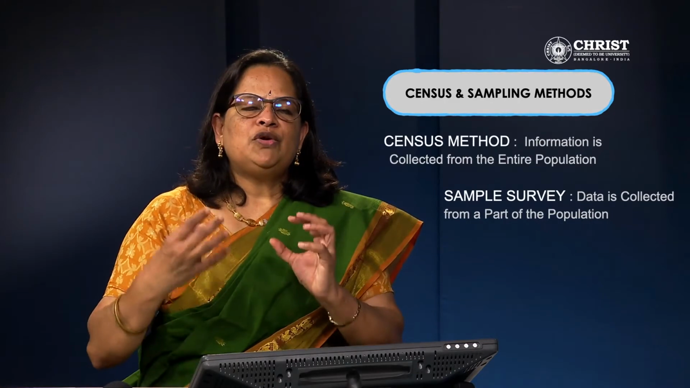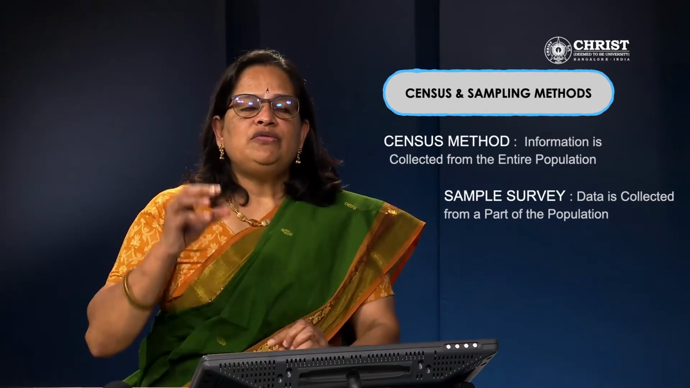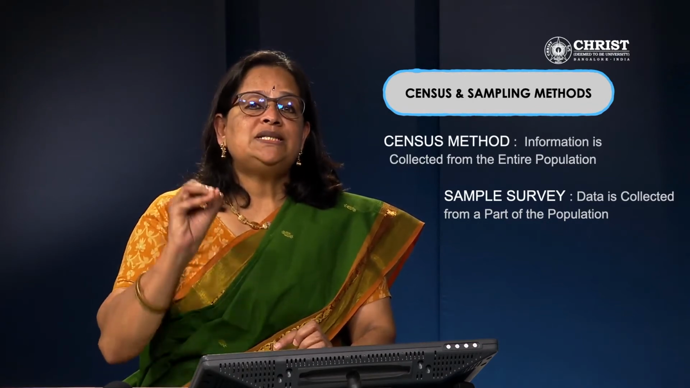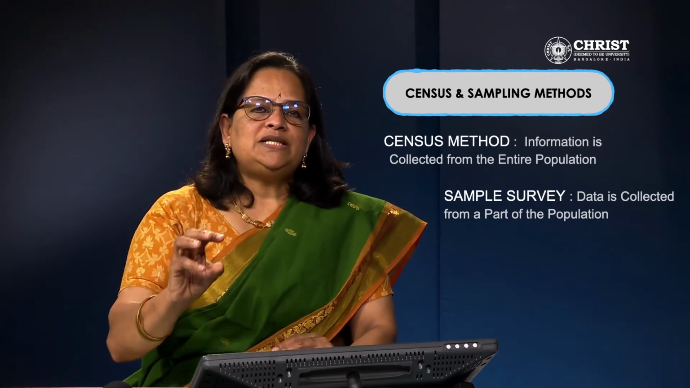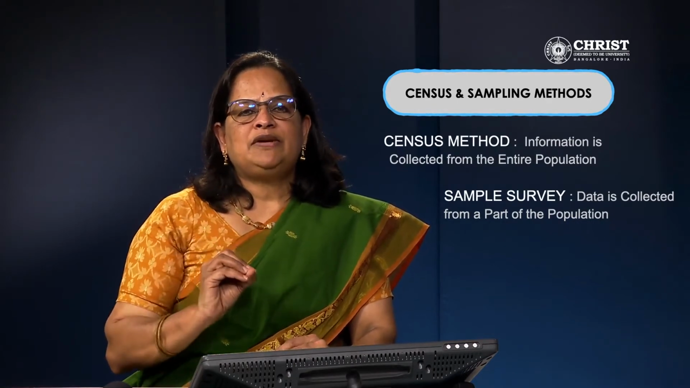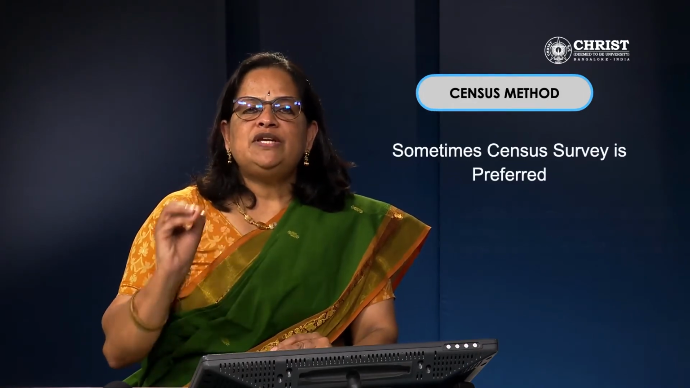Say, for example, if you want to conduct a survey about 10,000 bank depositors. If you are collecting from all the 10,000 depositors in that bank, then it's called a census method. But if you are collecting information from 1,000 depositors in that bank, then it's called a sample survey. Now, coming to the census method, sometimes a census survey is preferred.